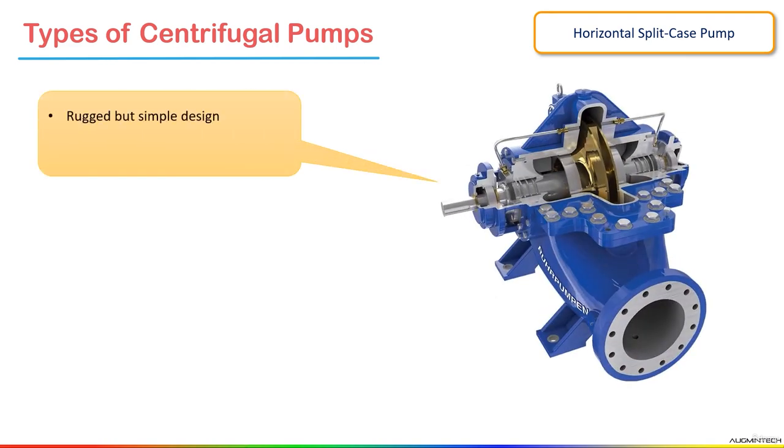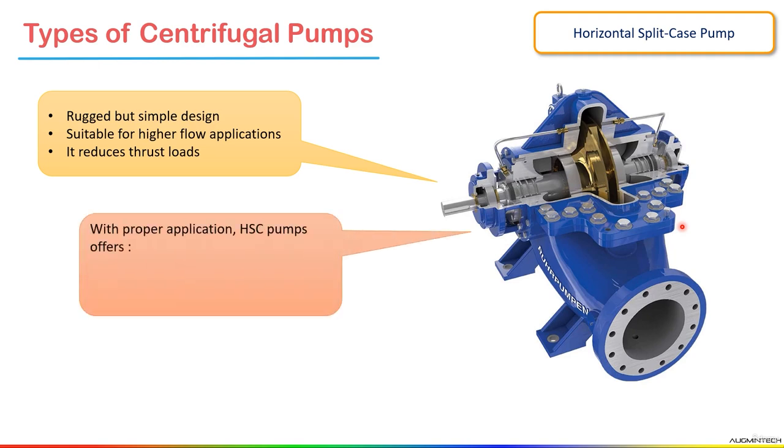Now, if I talk about the advantages of using this horizontal split case pump, there are many advantages. First is rugged but simple design. The design of this horizontal split case pump is simple as compared to other pumps. It is suitable for higher flow applications. If your flow rate is high, meaning a high capacity application, you have to use this pump. It also reduces thrust load. So there are many advantages of using this horizontal split case pump.